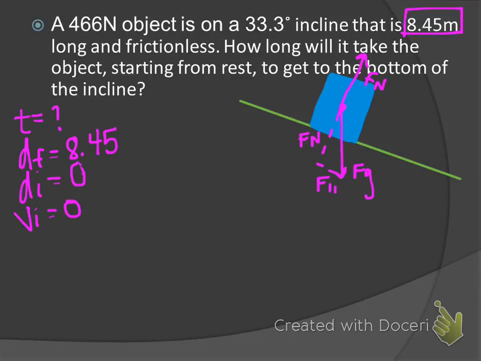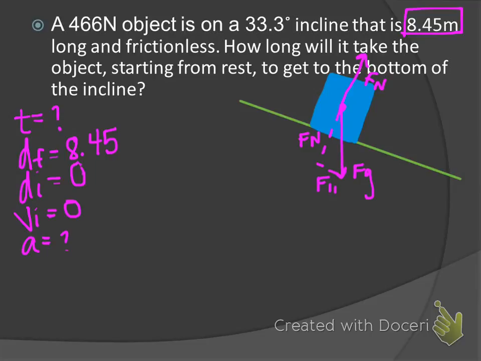So basically what I'm getting at here is that to solve our kinematics equations, we have to have acceleration. And we don't have that yet. So we're going to use basically those same principles that we did in the last problem to solve for acceleration, and then we plug it into a kinematics equation. So we have to double dip here a little bit.